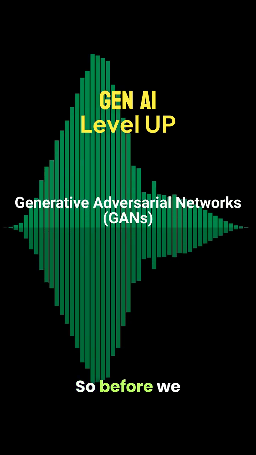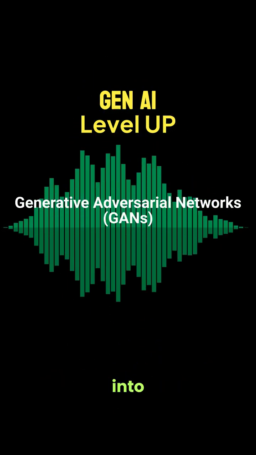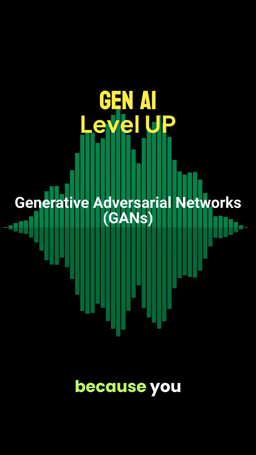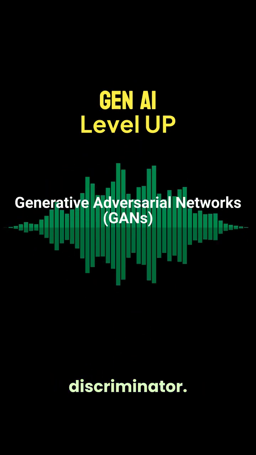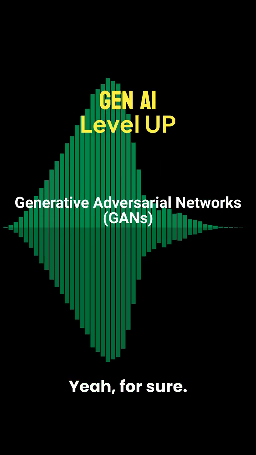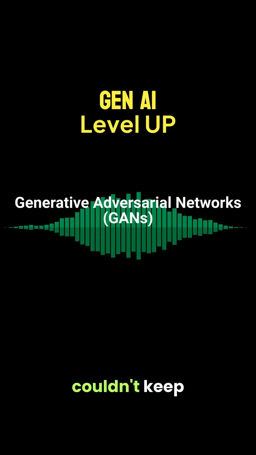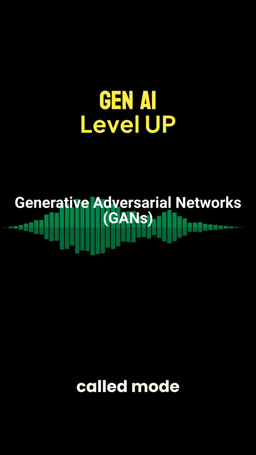Before we jump into those exciting applications, I want to dig a little deeper into some of these concepts. You mentioned that training GANs can be tricky because you have to carefully synchronize the generator and the discriminator. Can you elaborate on that? Sure. Imagine if the counterfeiters got so good that the police just couldn't keep up. In GAN terms, this can lead to a problem called mode collapse.